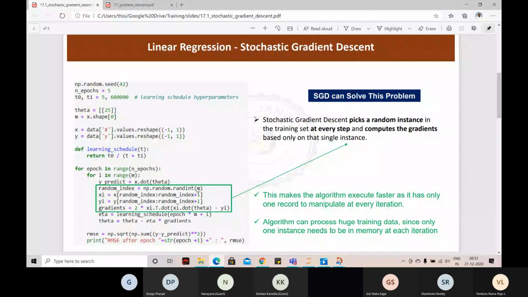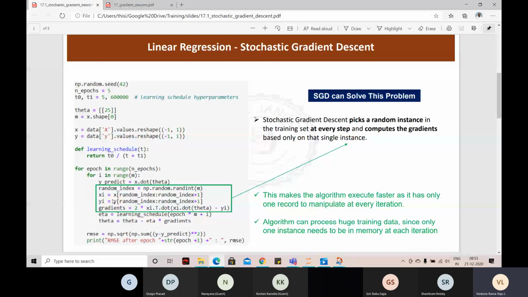Yes, sir. Right. So we sliced xi, we sliced yi, and then we used only xi and yi. Only one record we are using to calculate the gradient. Okay. And then we found theta. Theta is equal to theta minus eta into gradient. So instead of using whole data, I'm using one record at a time and iterating through. This will also find the best theta. This solved the whole data usage problem. At the same time, it is actually using one record at a time, so you can handle billions of records.